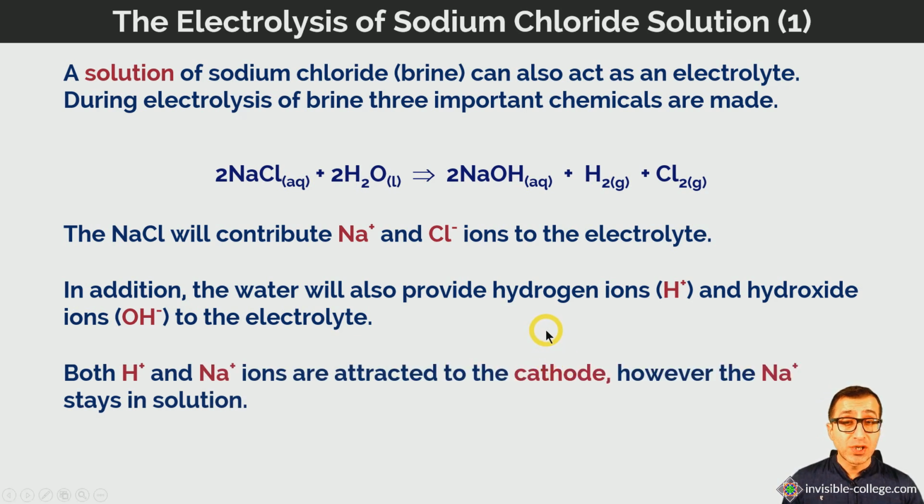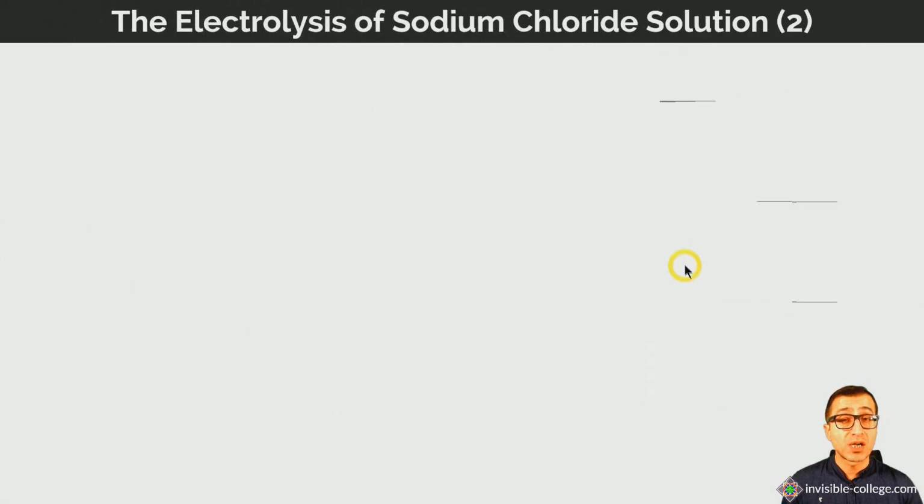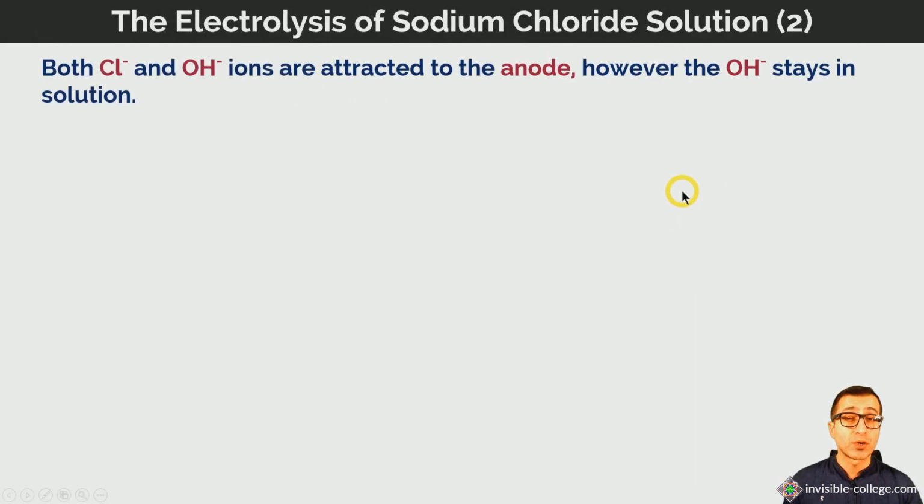So what's happening actually at the cathode is that the hydrogen ions are gaining electrons to form hydrogen gas. Now, both the chloride and the hydroxide ions, in contrast, are attracted to the positive electrode, to the anode. But in this case, the hydroxide ions stay in the solution, and it's the chloride ions which give up their electrons into the circuit to form chlorine gas. So once again, the half equation is this for what's happening at the anode.